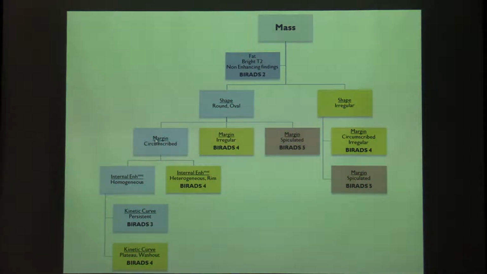If the margin is circumscribed, you cannot classify that. So you have to look at the internal enhancement. If the internal enhancement is heterogeneous, or if you have a rim enhancement, this is a BI-RADS 4, no curves. If the internal enhancement is homogeneous, you cannot classify. So you need the curves, and this is the only case in which you need the curves. This is a mass that looks benign, so you need the curve here. If the curve shows a persistent enhancement, this is BI-RADS 3. If there is a plateau or washout, this is a BI-RADS 4.